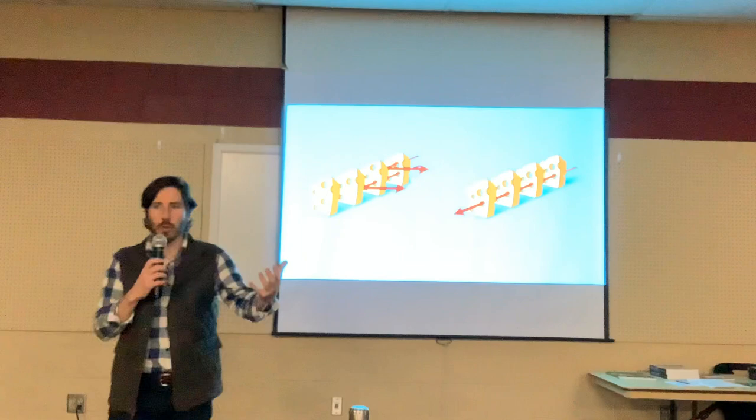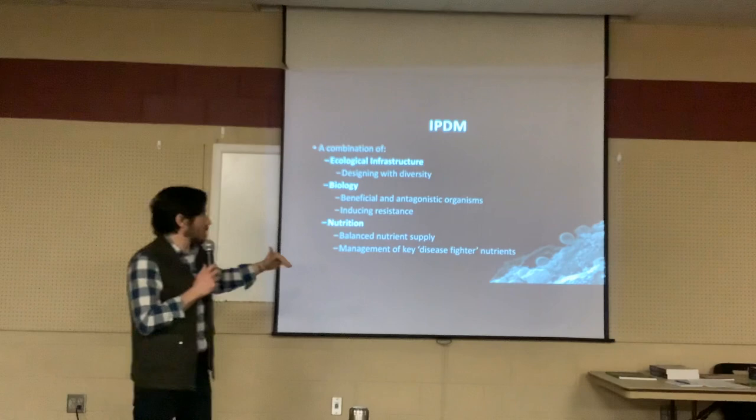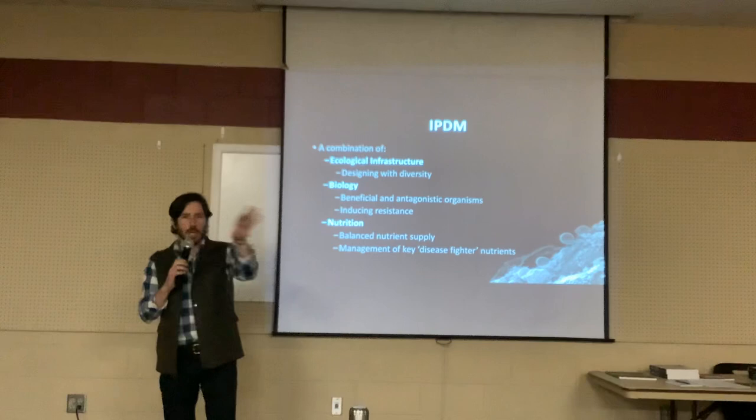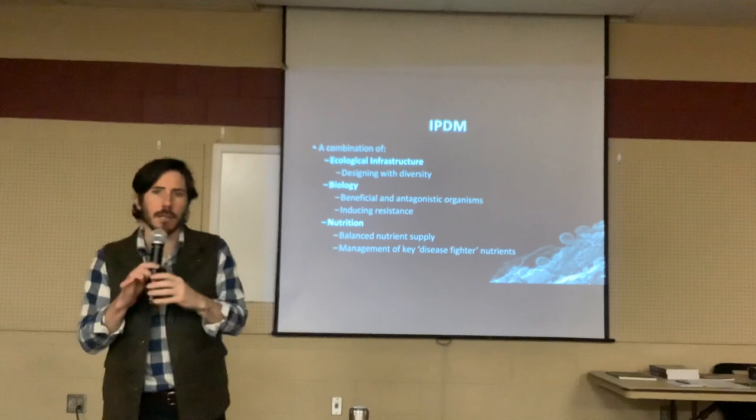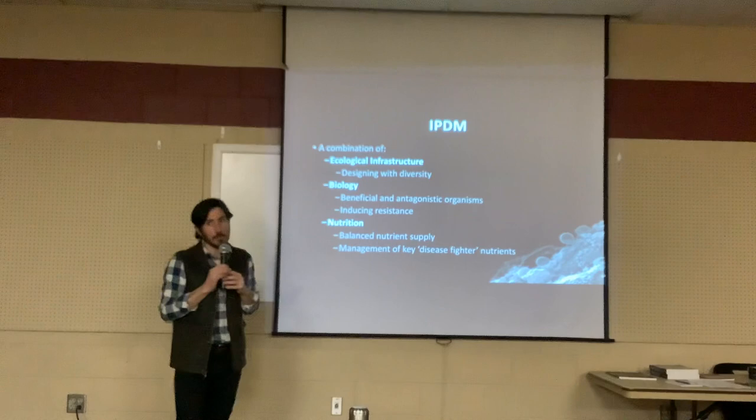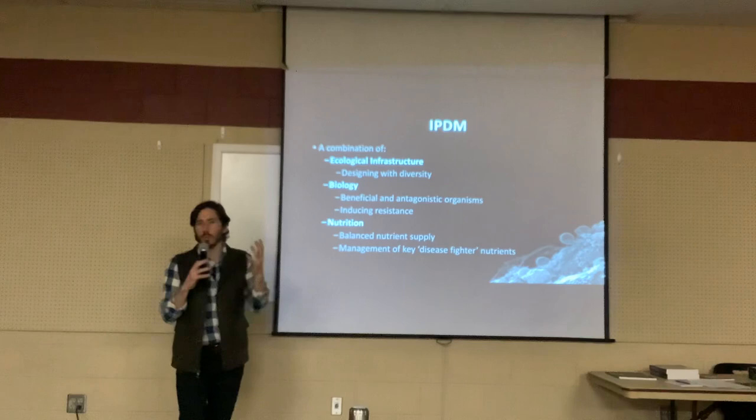So I'm going to break this into three themes. Diversity is the first one: how we manage the production system from an ecological point of view, and what ecological principles are at play that can help us. The key point here is a bit more plant species diversity, and I'll share some really good examples on this. And then on top of that, we can layer on these other tools, the biology.